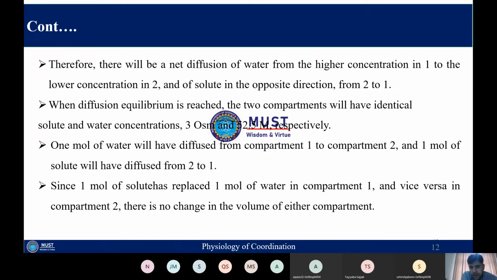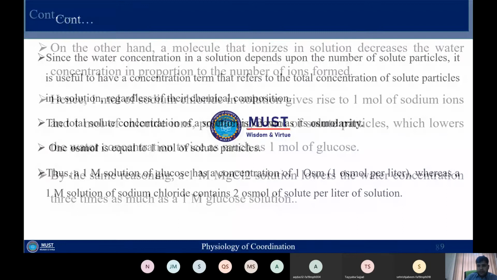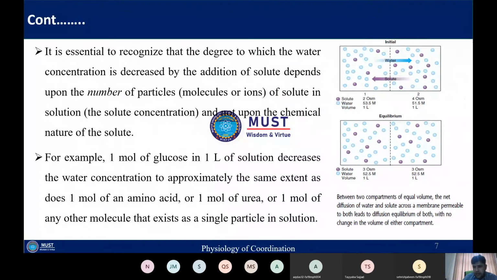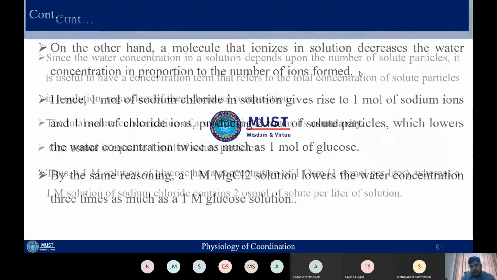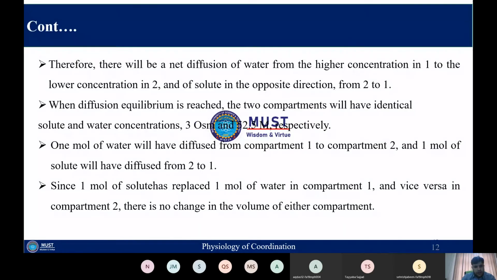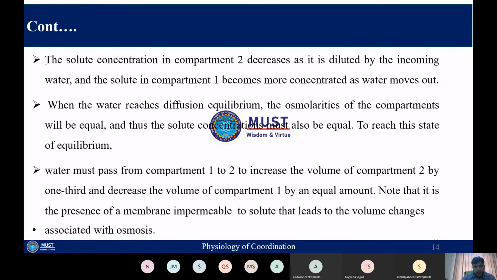Since 1 mole of solute replaces 1 mole of water in compartment 1, the overall volume of either compartment will have no change. Concentration will change, but the volume will remain the same. The volume in all these cases will be 1 liter, because if one molecule of water has moved from compartment 1 to compartment 2, there will now be 999 molecules, but at the same time, from compartment 2 to compartment 1, one molecule of solute will be added to compartment 1, and hence the total volume of the solution in both compartments will remain the same. So that's how the water is moving.